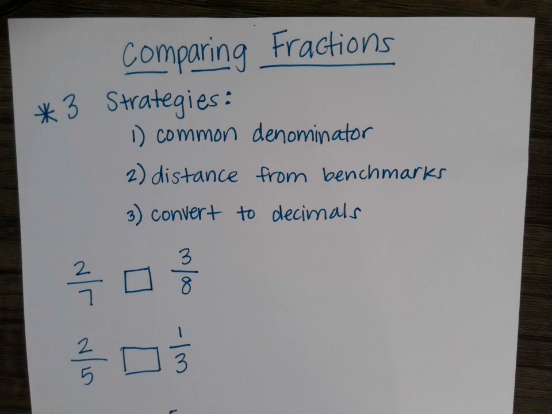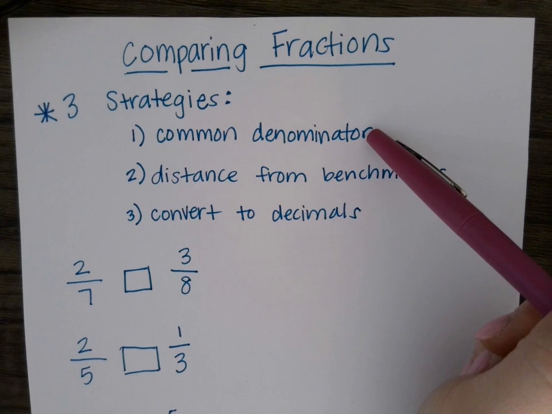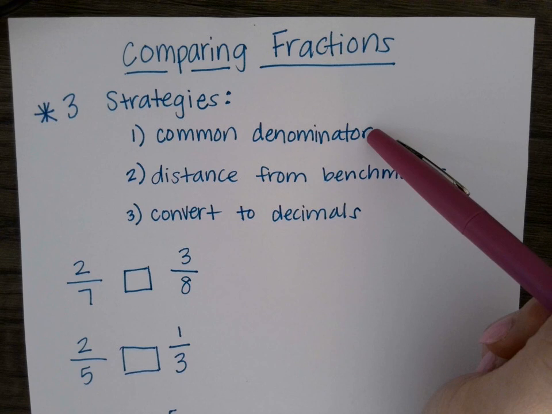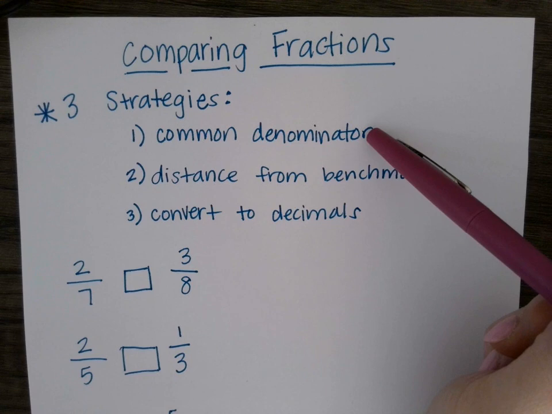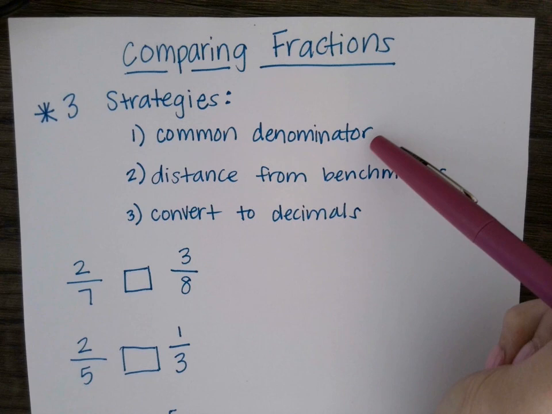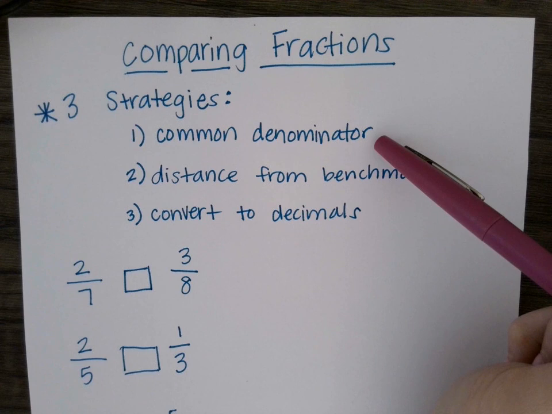The first one is we can find a common denominator. And once we have the fractions rewritten with a common denominator, then we can just compare the numerators and see which fraction is greater. So this is a go-to strategy. This one will work every single time. You can follow the same pattern, the same steps every single time with a common denominator.